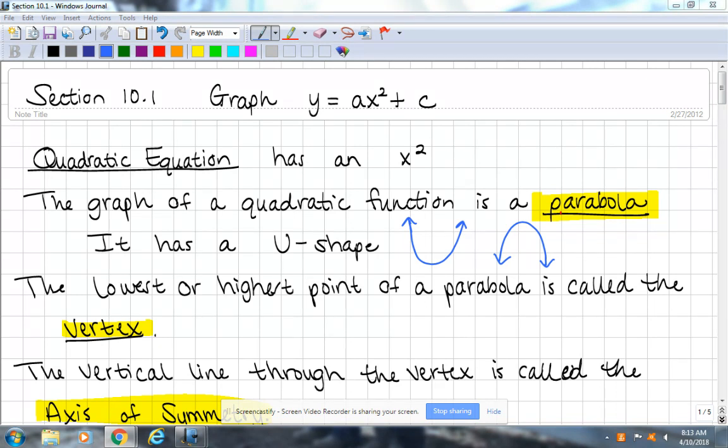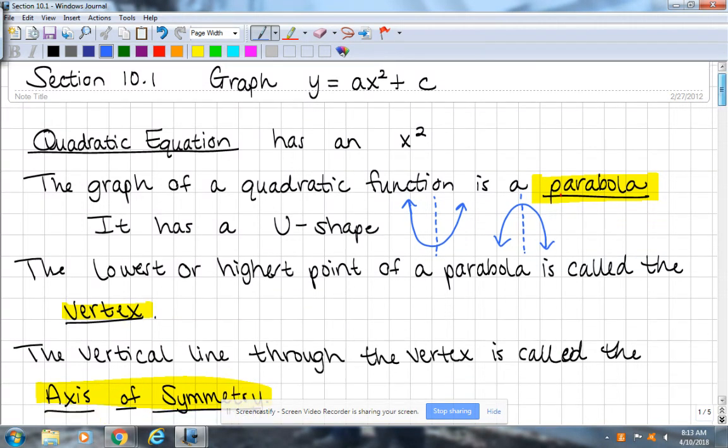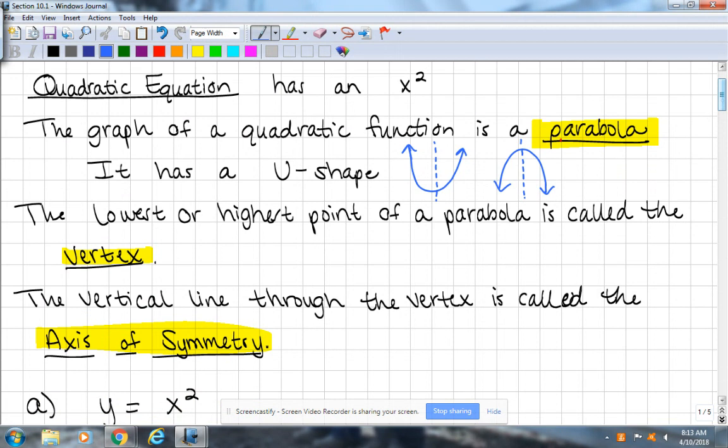And actually, there's a center line, a vertical line that goes down the center of a parabola, called the axis of symmetry. What does that word symmetry mean? Exactly the same on both sides. So if I fold my parabola in half through the axis of symmetry, both sides mirror each other. They look exactly the same. Every parabola has an axis of symmetry, and every parabola looks the same on both sides. Okay?